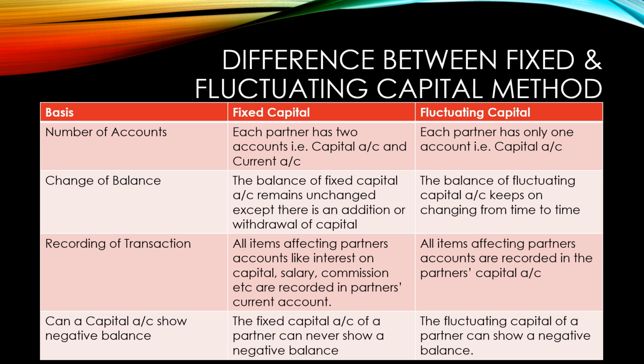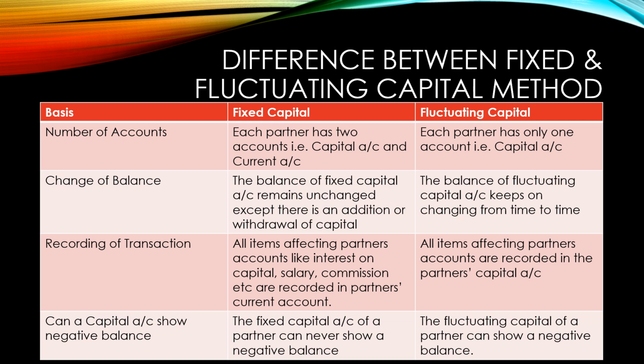On the basis, the first point is number of accounts. In the fixed capital method, we have two accounts, capital account and current account. In fluctuating capital, we prepare only one account, that is capital account. So all the transactions, whether it is interest on drawing, interest on capital, salary, commission, everything will be written in the capital account itself. But in the fixed capital method, the capital account will show only the capital balance or one or two things related to capital. All the other transactions, expenses or profits will be written in current account. We will see the numerical, then it will be more clearer to you.